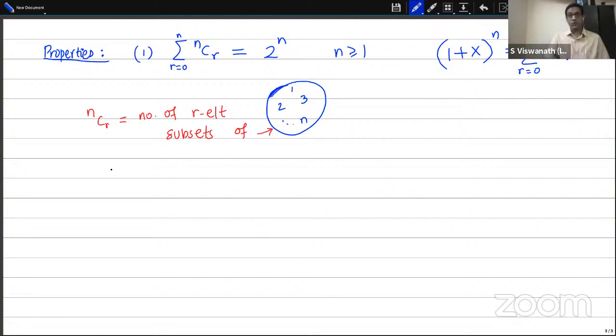Okay, but now you're summing over all the R's. So what does that mean? Therefore, the left-hand side is just the total number of subsets, because you are allowing all possible cardinalities. You don't need to fix a given value of R. So this is nothing but the total number of subsets, including the 0 element subset and the n element subset, right? So empty set, whole set, everything's allowed. But total number of subsets you can count differently, right? So this we know. How does one count the total number of subsets? There are totally n elements, and for each element, you can either choose it to be in the subset or not. You can either make it on or off. Right?